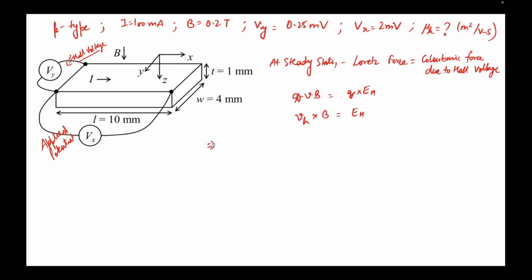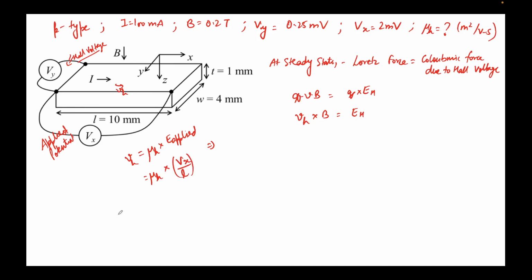Now we know that VH is nothing but the drift velocity in this direction. VH will be nothing but mu H times the applied field, E applied. So this will be mu H times E applied, which is nothing but Vx by L, because Vx is the applied potential and L is the length along which the holes are traveling, right?